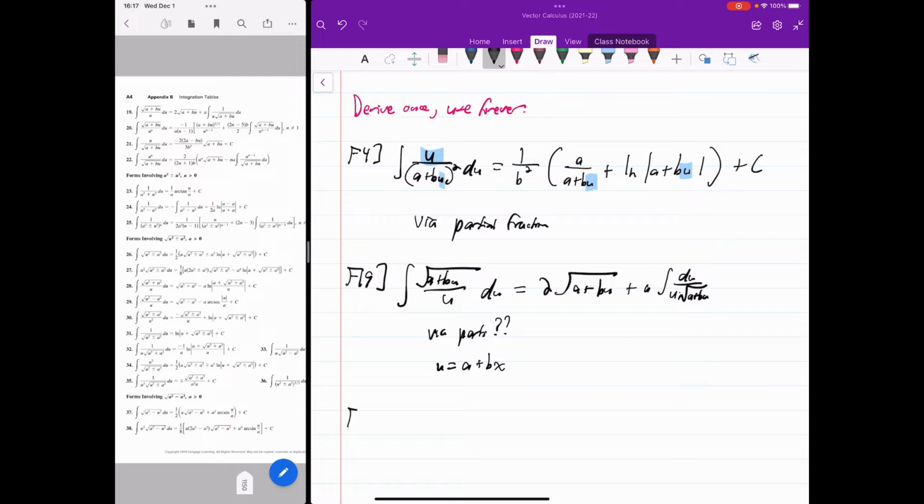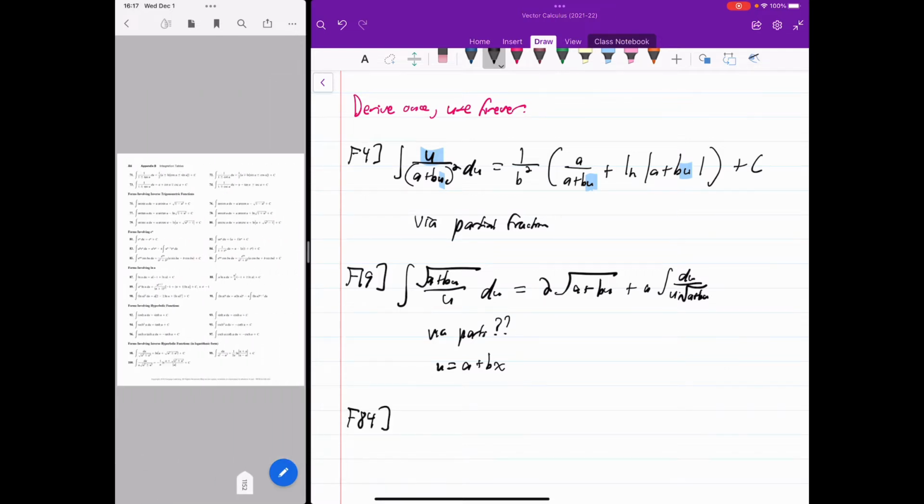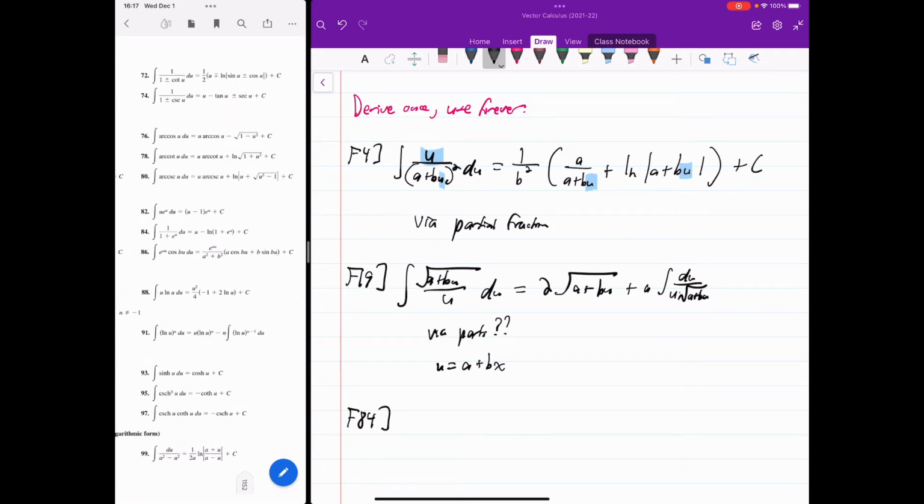I'm going to give another example of something like formula 84. So let's flip over to that one. These are just your book's notations. But this is the one that says 1 over 1 plus e to the u du is equal to u minus the natural log of 1 plus e to the u plus c.